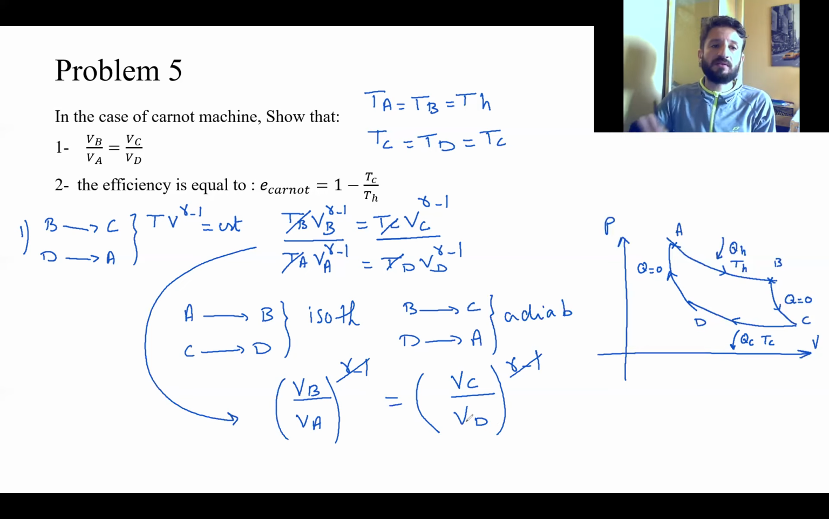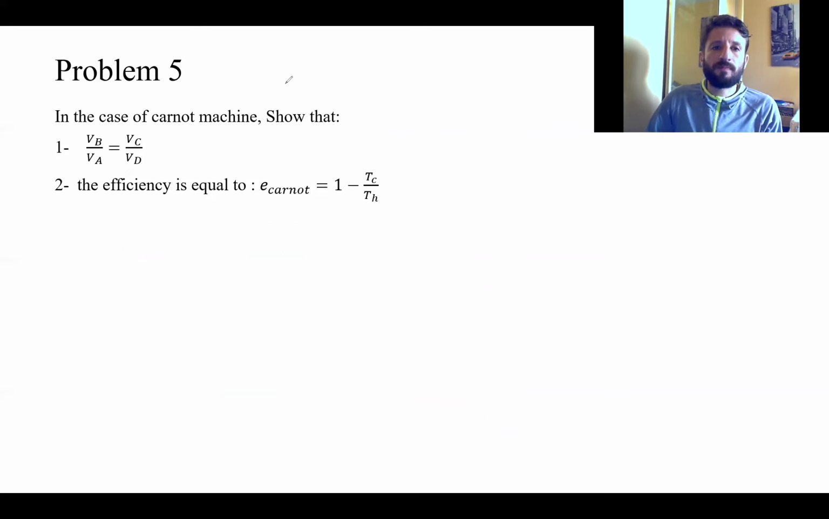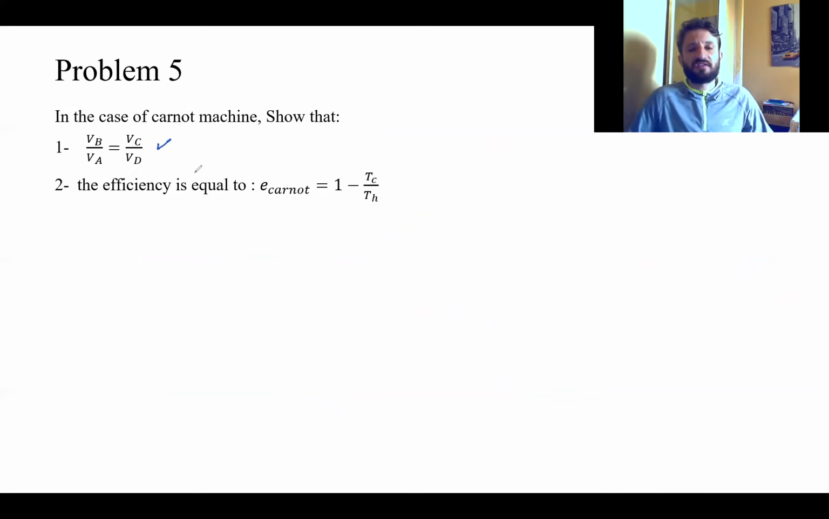I repeat, you can use this relation between the volume of each state directly without calculation if you are solving a problem with a Carnot machine. Okay, now I ask you to find this value. It's important to find the relation between the volume of each state. Okay, so in part 1, we found this relation.